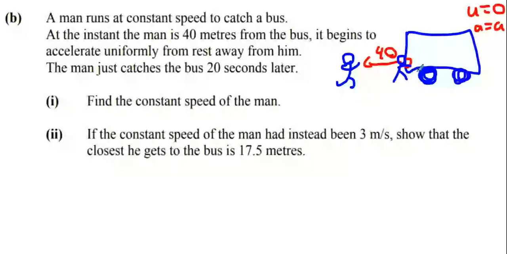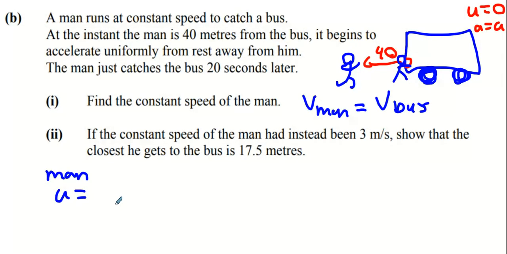So at the point where he touches the bus, velocity of the man equals velocity of the bus. The v values are the same. And then the bus goes too fast and goes off into the distance. Is that right? Now, here's the way to think of it. Let's go for the man. What's the man's starting speed? 0 or u?